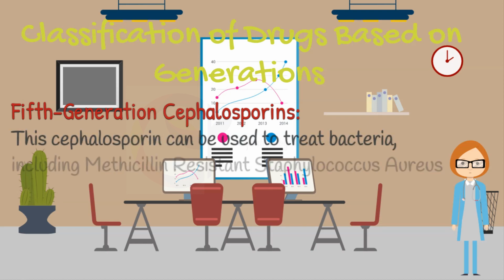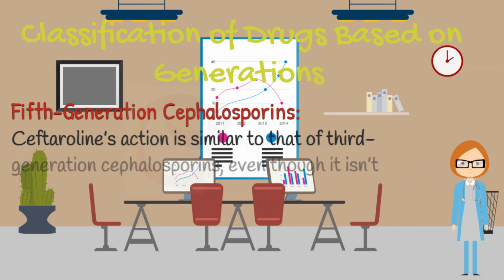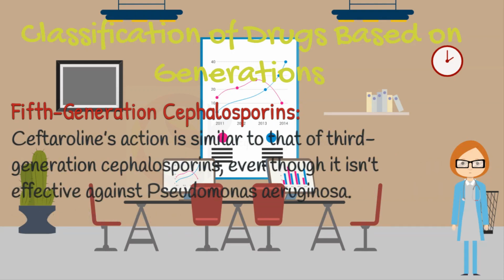This cephalosporin can be used to treat bacteria, including methicillin-resistant Staphylococcus aureus, that is, MRSA, and Streptococcus species, that are resistant to penicillin antibiotics. Otherwise, ceftaroline's action is similar to that of third-generation cephalosporins, even though it isn't effective against Pseudomonas aeruginosa.